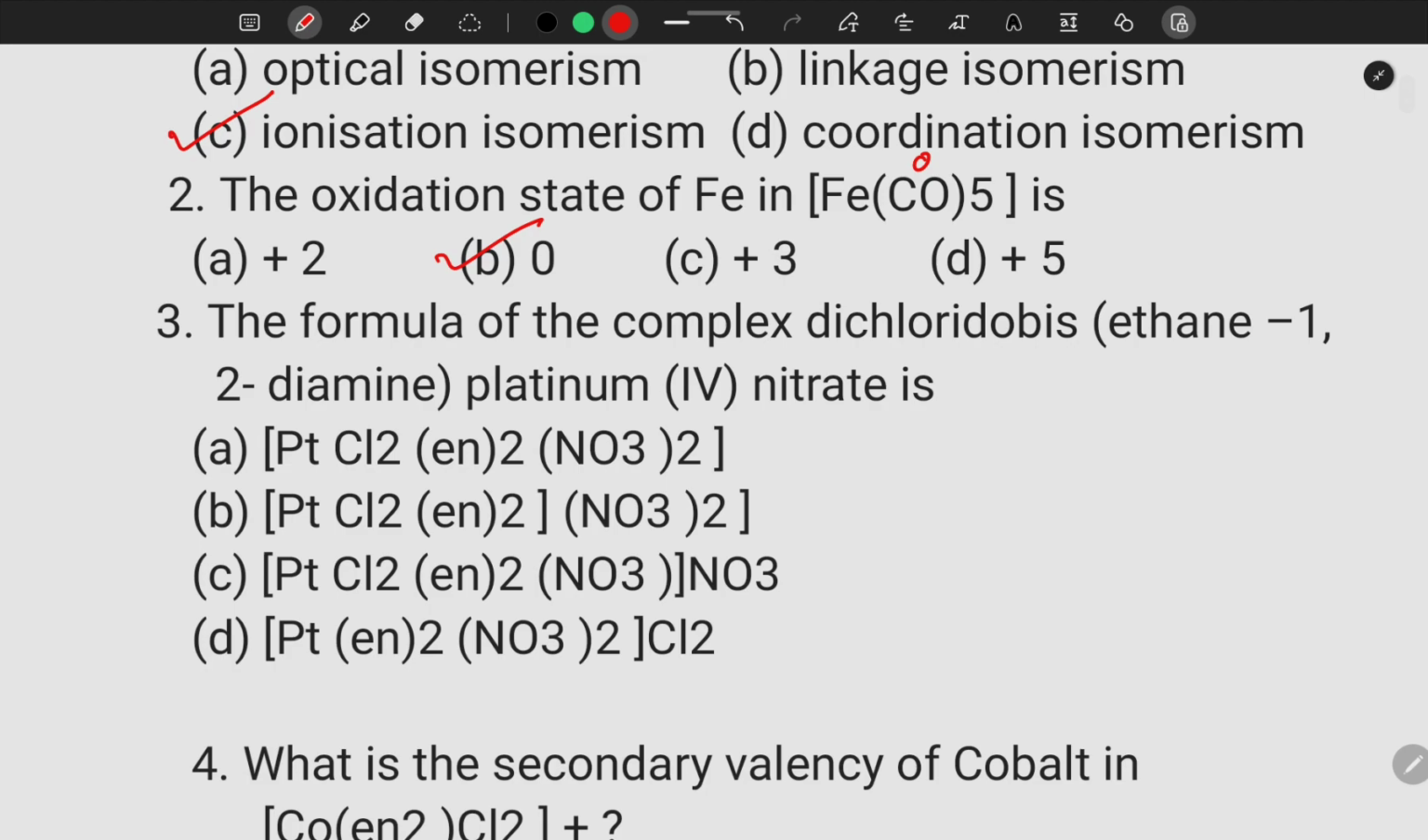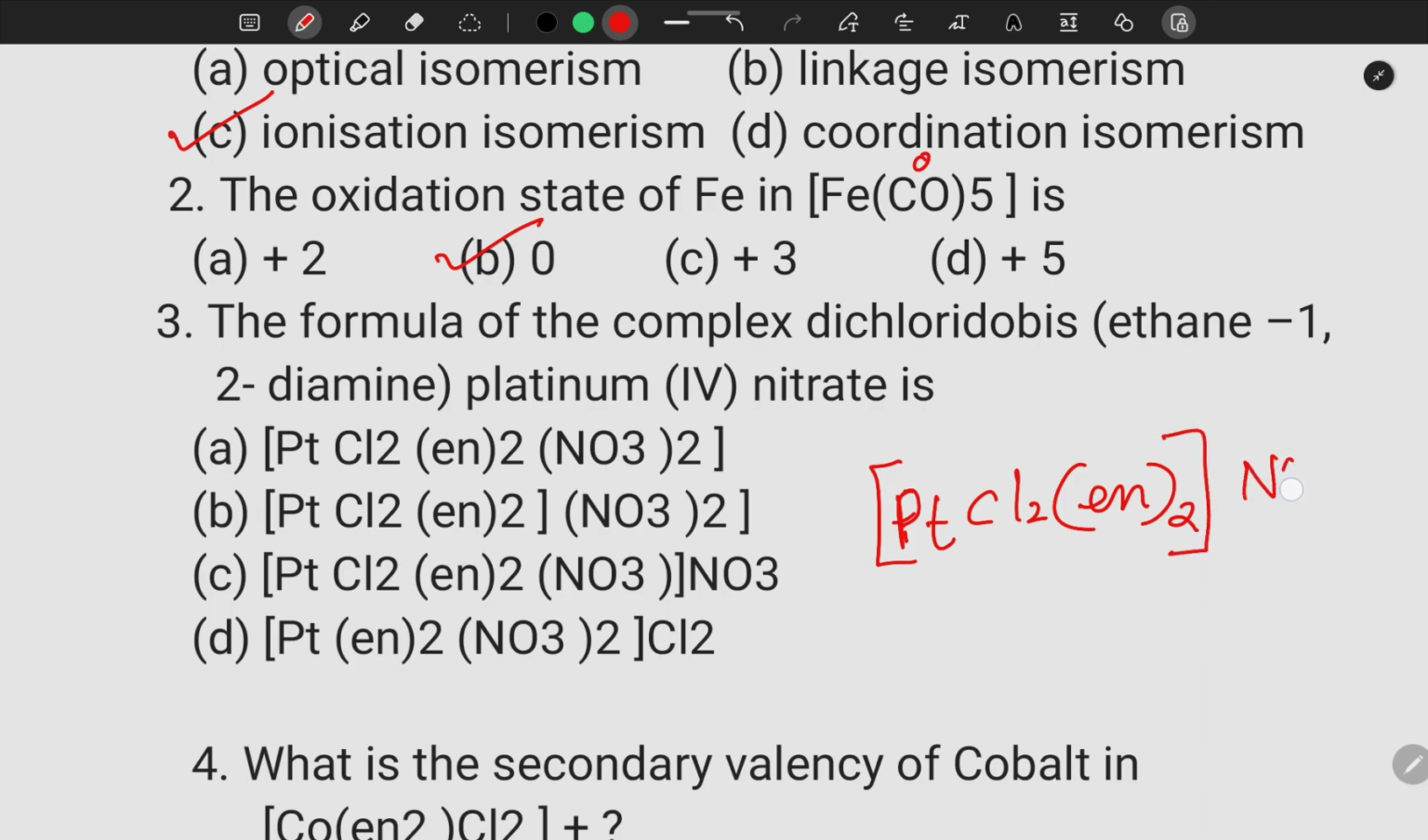The formula of the complex dichlorido bis(ethane-1,2-diamine)platinum(IV) nitrate. So dichlorido, bis means 2 times, ethane-1,2-diamine, platinum. Then the oxidation state of platinum is given as 4.